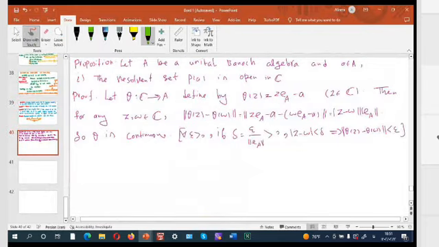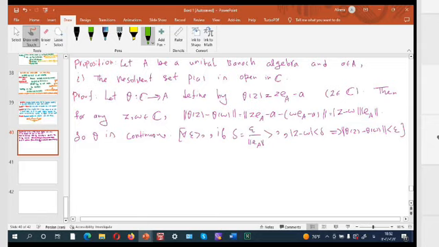Let A be a unit Banach algebra and a belong to A. Part 1 says that the resolvent set rho of a is open in the complex numbers. Proof: let theta from C to A be defined by theta of z equal to z e minus a for any z in C. Then for any z and w in C, we see that the norm of theta z minus theta w equals the norm of z e minus a minus w e minus a, and we can omit the a.